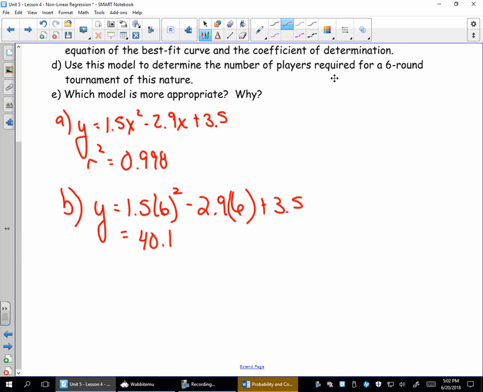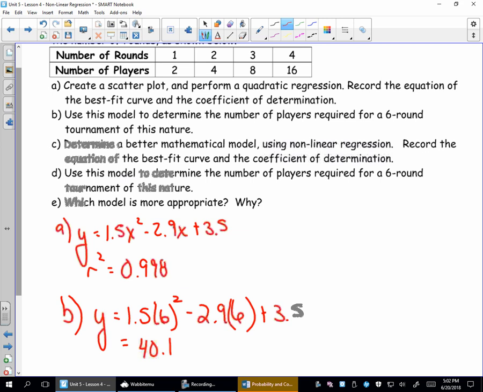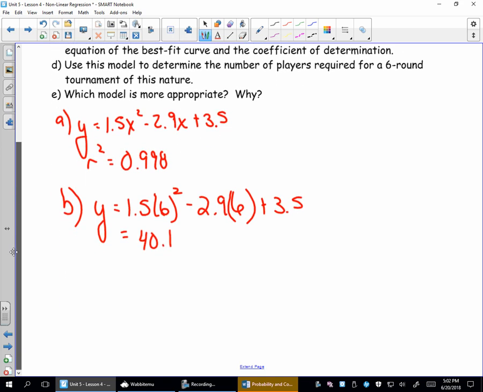Okay. Seems reasonable. It's growing over time. Looks like that in the question there. But is there a better mathematical model? If I stop and look at this, it doubles again, doubles again. It seems to be doubling all the time. Well, we know that's an exponential model again.